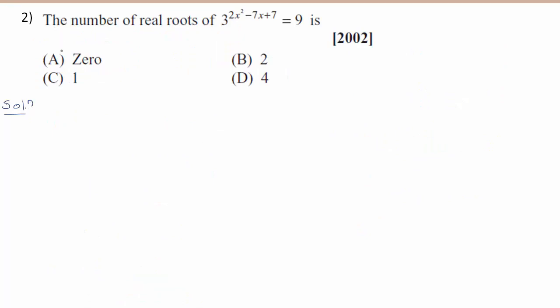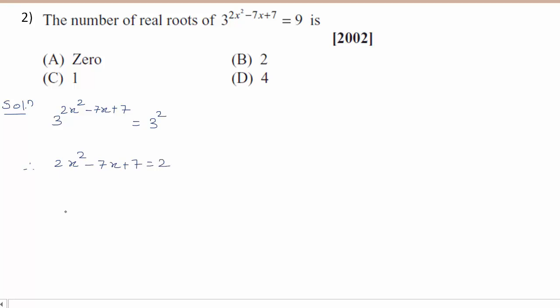Okay students, question 2 says the number of real roots of the equation 3 raised to 2x square minus 7x plus 7 equal to 9 is. Now 3 raised to 2x square minus 7x plus 7 equal to 9 can be written as 3 square, right? So on comparing indices we get 2x square minus 7x plus 7 is equal to 2, right? Now this can be written as 2x square minus 7x plus 5 is equal to 0.